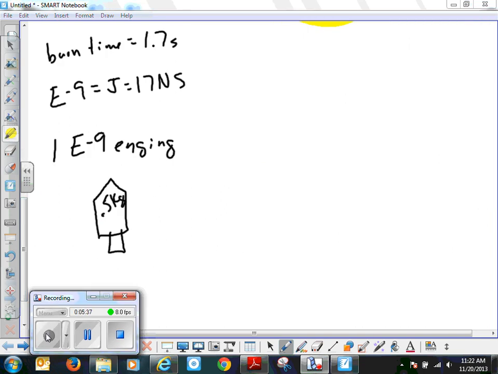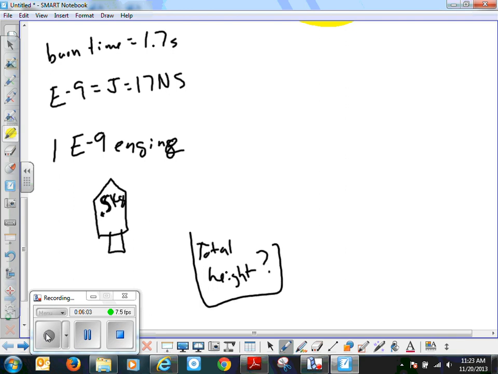Okay, so now we have a rocket question. We have a half-kilogram rocket, and we have one E9 engine. And the question is, what's the total height achieved neglecting air friction? The total height of this rocket achieved neglecting air friction. Can you do that?